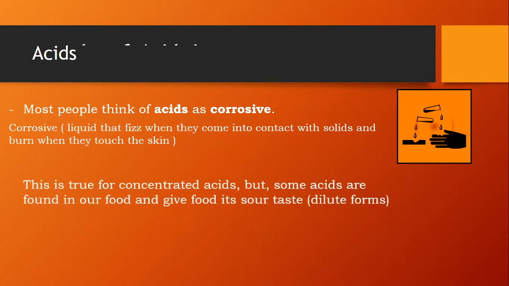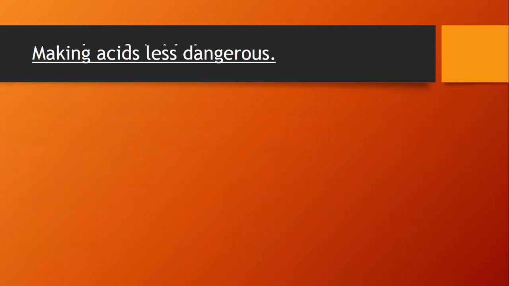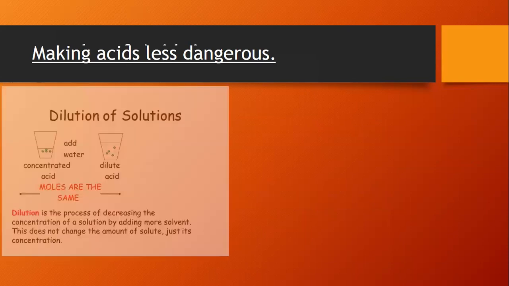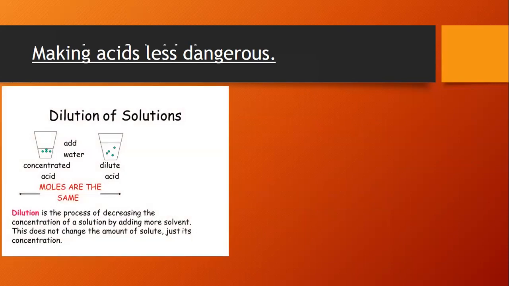What else we took yesterday? We said also that some of our food contains these acids, but those acids are in a dilute form. It's not in a concentrated form. What else we took yesterday? We said, how can we make the acids less dangerous? There are two ways. The first way that we took is called the dilution process. What's meant by the word dilution process?